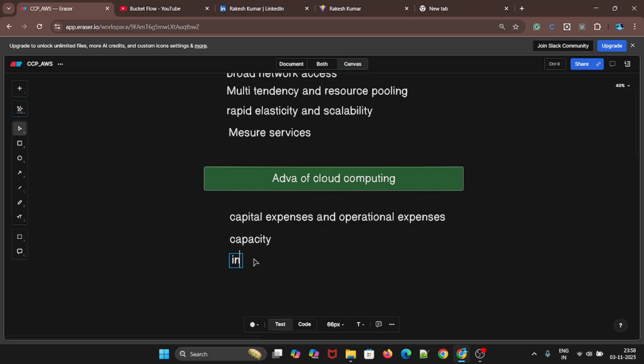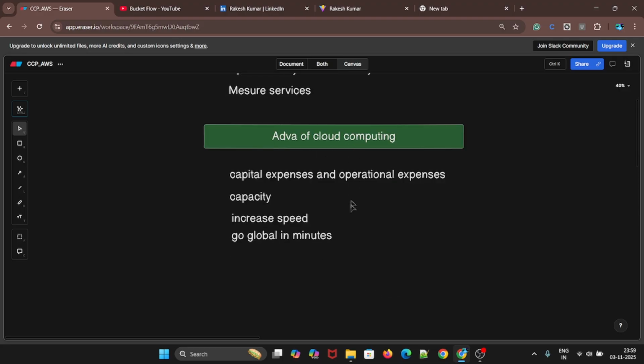And if you deploy one service and it's lagging, then you can increase it: vertical scaling, horizontal scaling, you can do. And the last and most important is speed: go global in minutes. Within a minute you can make a server up and running, host your website, done. Okay, these are the advantages of cloud computing.